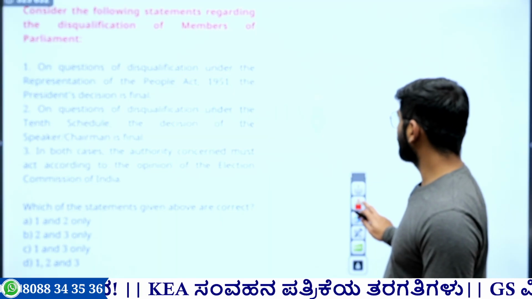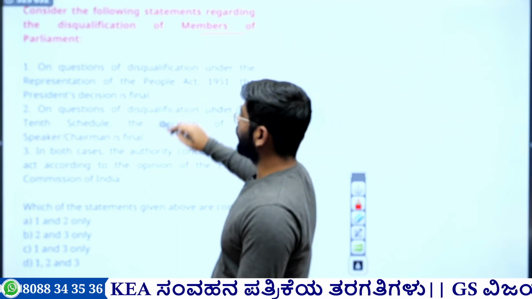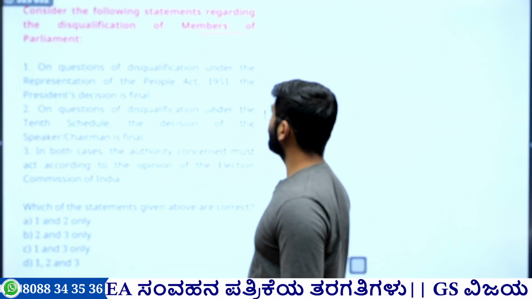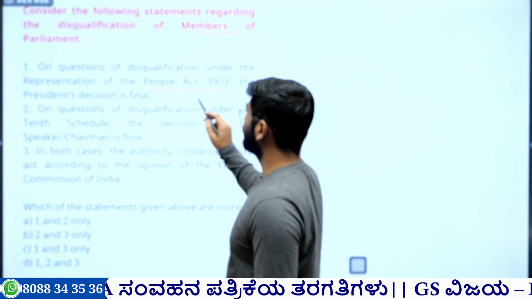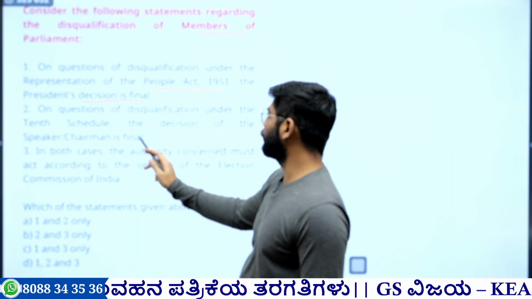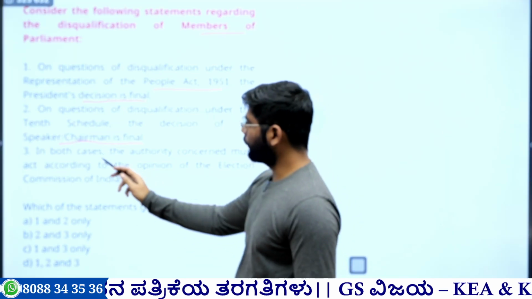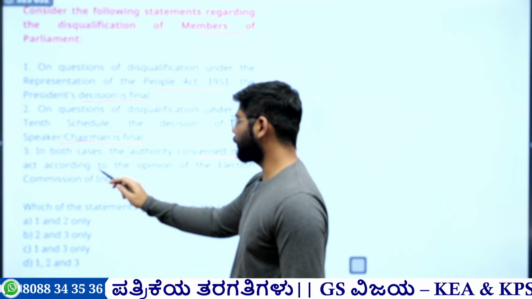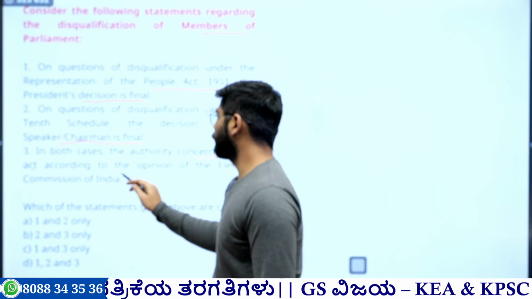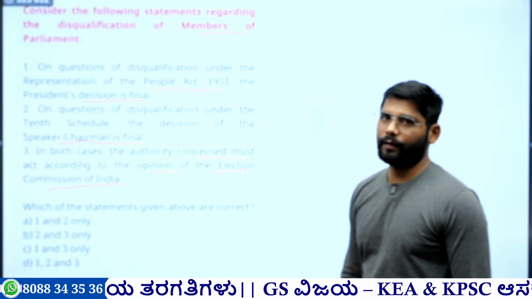So this is a condition regarding disqualification of members of parliament. On the question of disqualification under the Representation of People's Act, the President's decision is final. On the question of disqualification under the 10th Schedule, the decision of the Chairman or Speaker is final. In both cases, the authority concerned must act according to the opinion of the Election Commission of India. Now let me know which one is the correct one here.